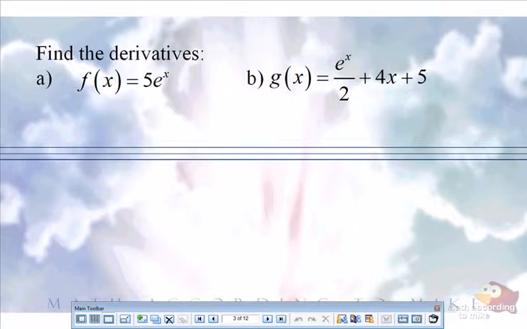So what happens to that 5? It stays right there because it's a constant times a function. So the derivative would say you ignore the 5 and then take the derivative of the function. What's the derivative of e to the x? E to the x.